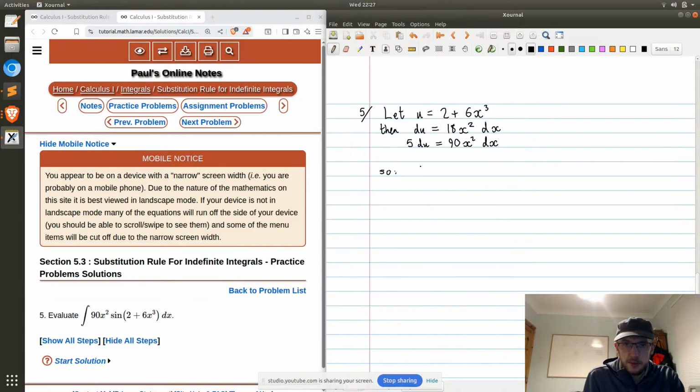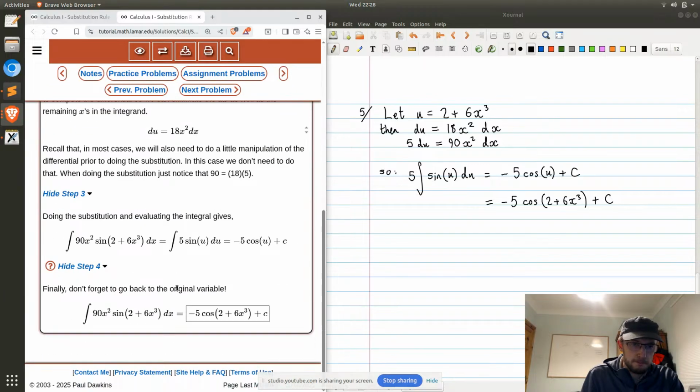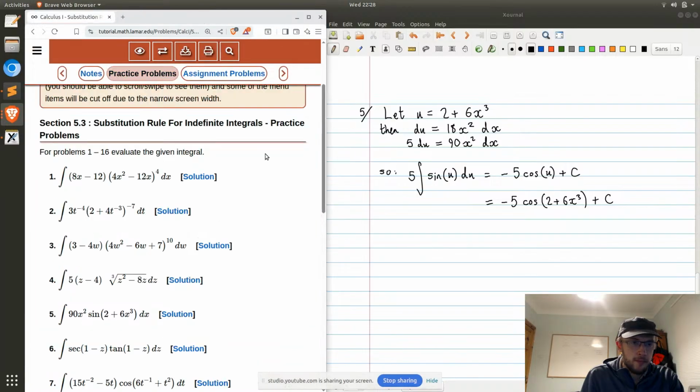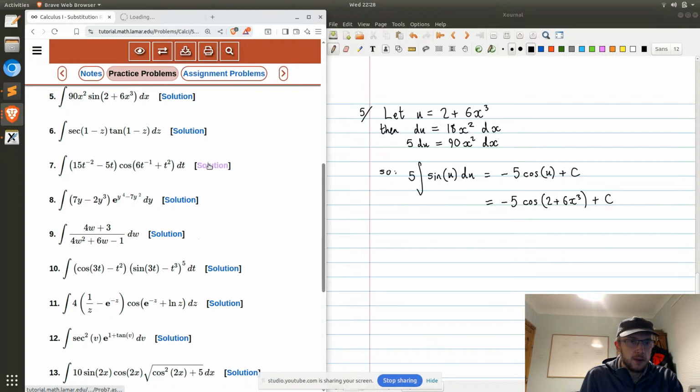So the original integral becomes 5 times sine of u du, minus 5 cosine of u plus c, which in the original wording is minus 5 times the cosine of 2 plus 6x cubed plus c. That's correct. And the next few.